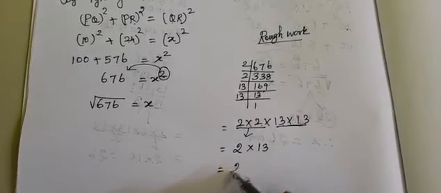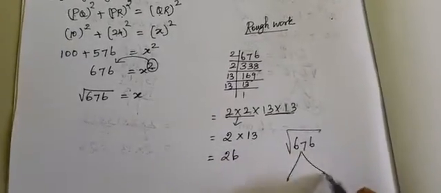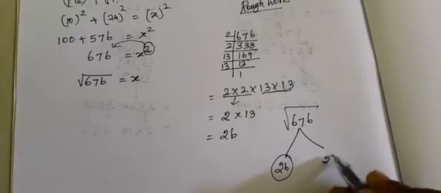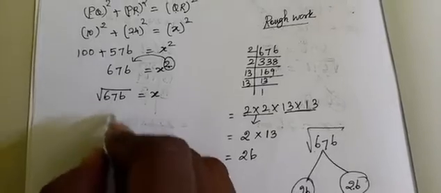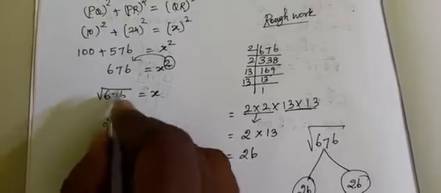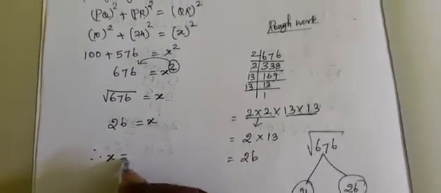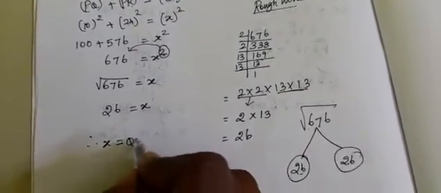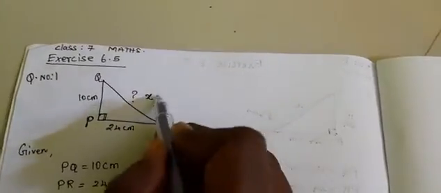So 2 into 13 is 26. So the square root of 676 is 26. If you multiply 26 into 26, definitely you will get 676. So we can write this square root of 676 is 26. Therefore, the value of X, that is the length of QR, is equal to 26 centimeter. Now we have found that the length of QR is 26 centimeter.